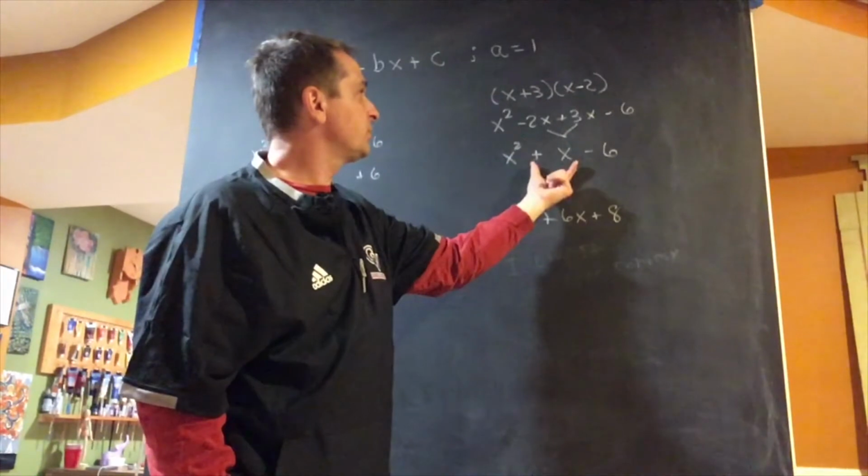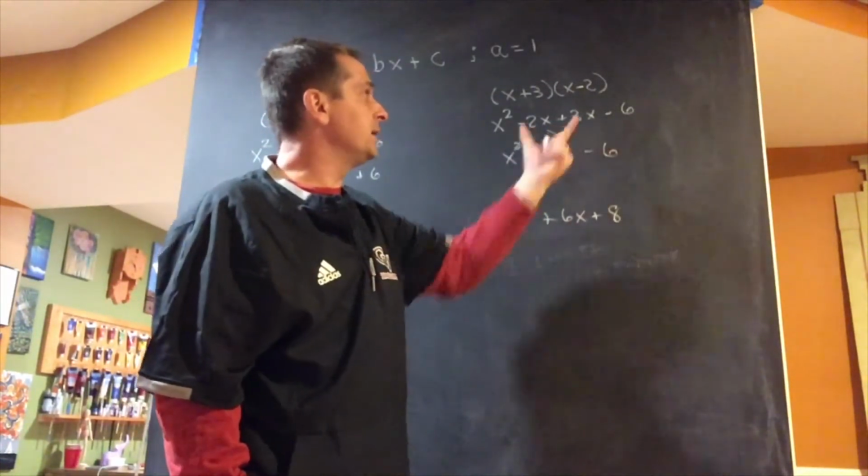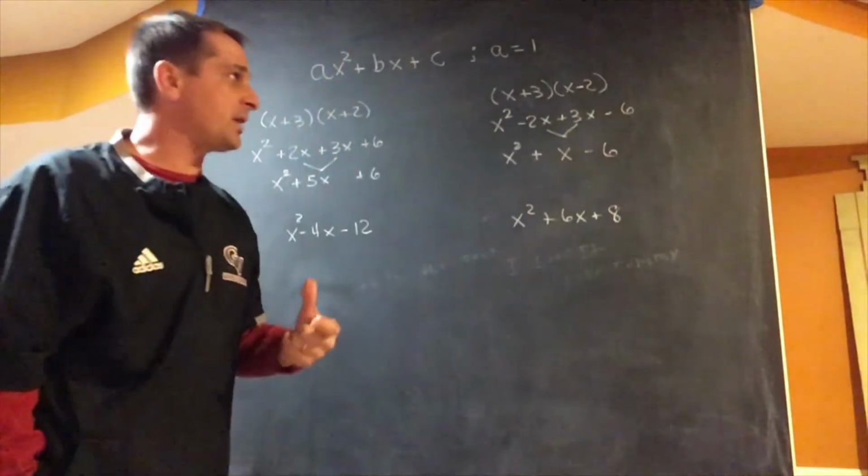Again, the back term came from these two multiplying each other. The middle term comes from the two middle terms being combined. And with the unlike signs, they end up subtracting.